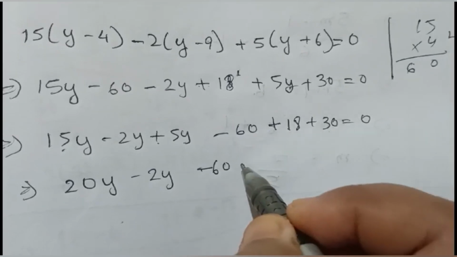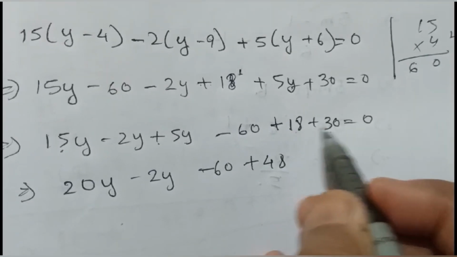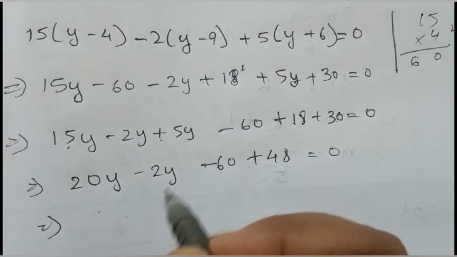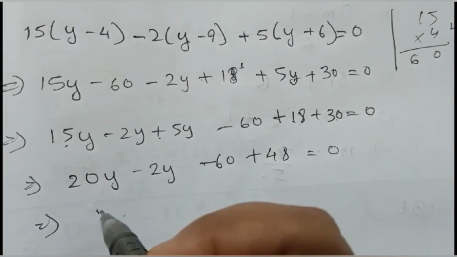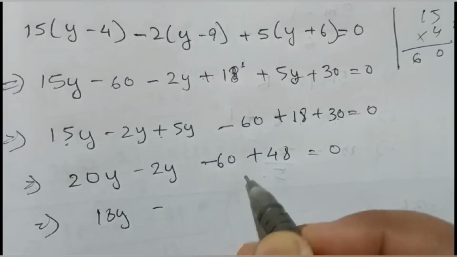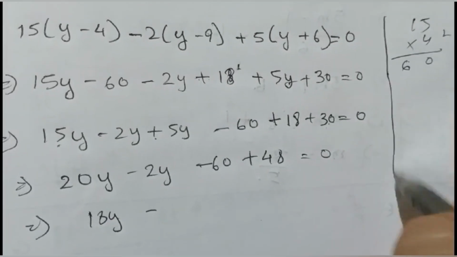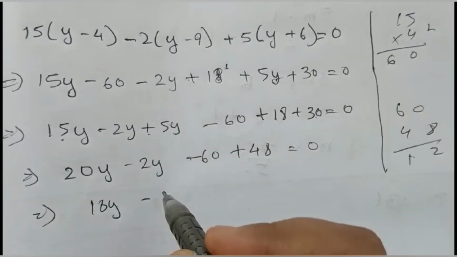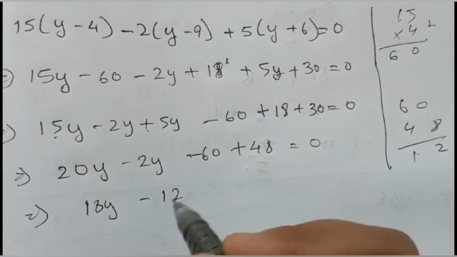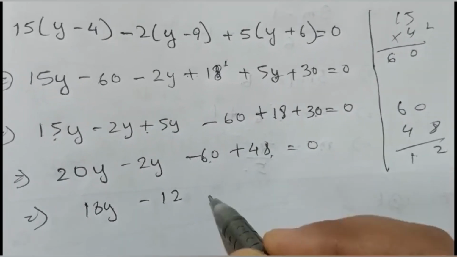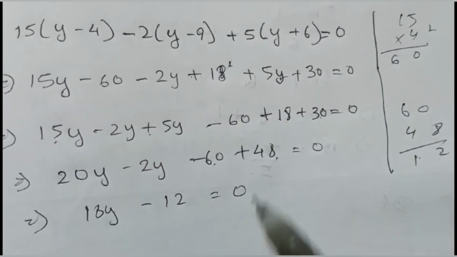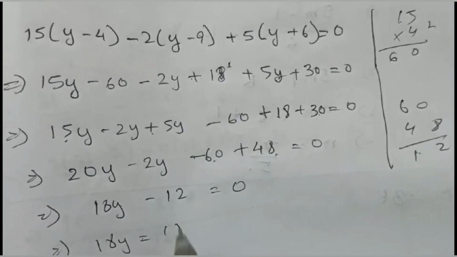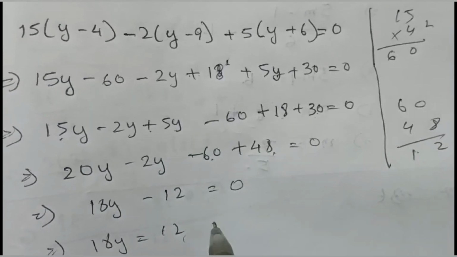Okay, then this one, you see this is plus sign. Okay, then we'll do plus sign. 15y plus 5y, how much will it become? 20y. Then minus 2y. Then this one plus sign we'll do again first of all. So this is plus sign, then this one will become what? 48. 18 plus 30 means how much? 48. So now we will do 20y minus 2y means how much? 18y. And this one 60 minus 48 is 12, minus 12, because 60 is bigger than 48, that means we have to write here sign minus. Okay, then 18y is equal to 12. This one 12 we bring here.